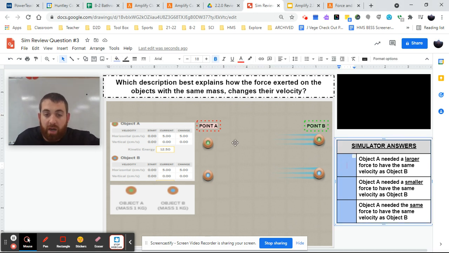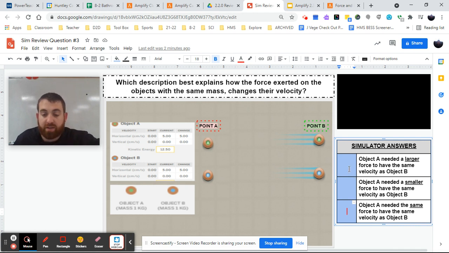Option 1, object A needs a larger force to have the same velocity as B. So we need more force on A. Option 2, object A needs a smaller force to have the same velocity as B. So A needs a smaller force. Or is it option 3? Object A needs the same force to have the same velocity as B.